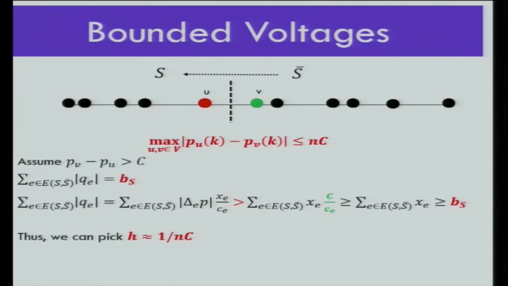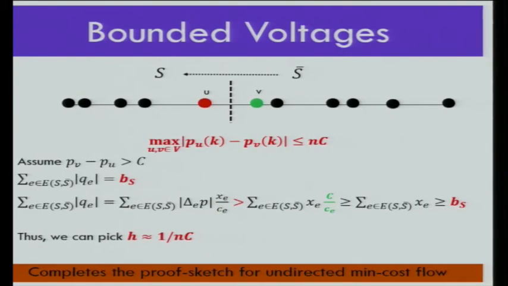Okay? And it suffices now to just pick H to be 1 over NC, and that's really the end of the proof. Okay, so as you see, it's really elementary. It just puts together some facts from flows, combinatorial and electrical.